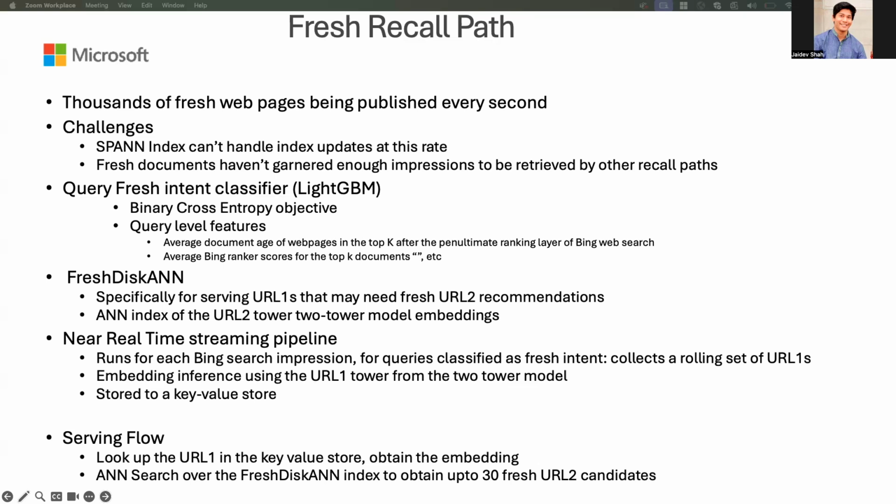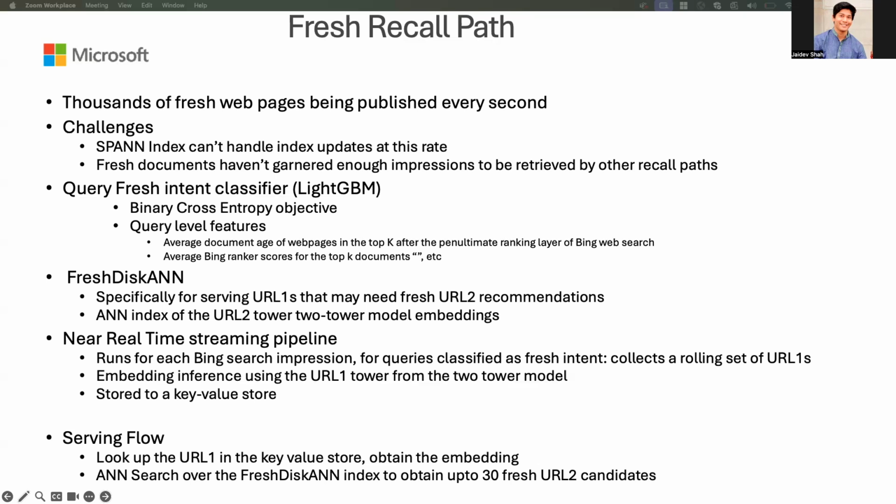And we also now need a way for us to collect a set of which URL1s we want to trigger on for this fresh recall path. And so this is done using a near real-time streaming pipeline where for each Bing search impression, we classify the incoming query into whether or not it has fresh intent, do the embedding inference from the URL1 tower from the two-tower model, and then we store this URL1 along with the URL1 tower embedding into a key value store.